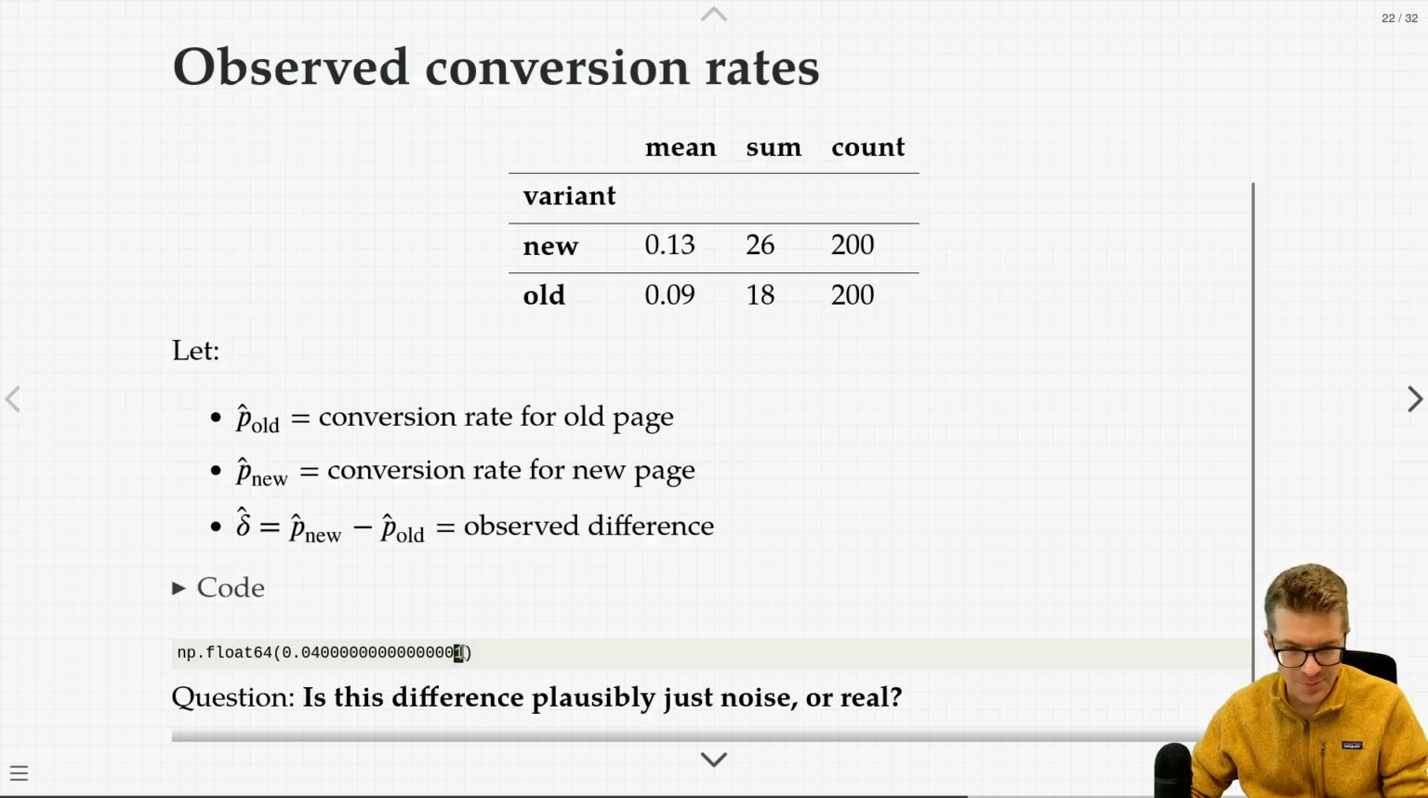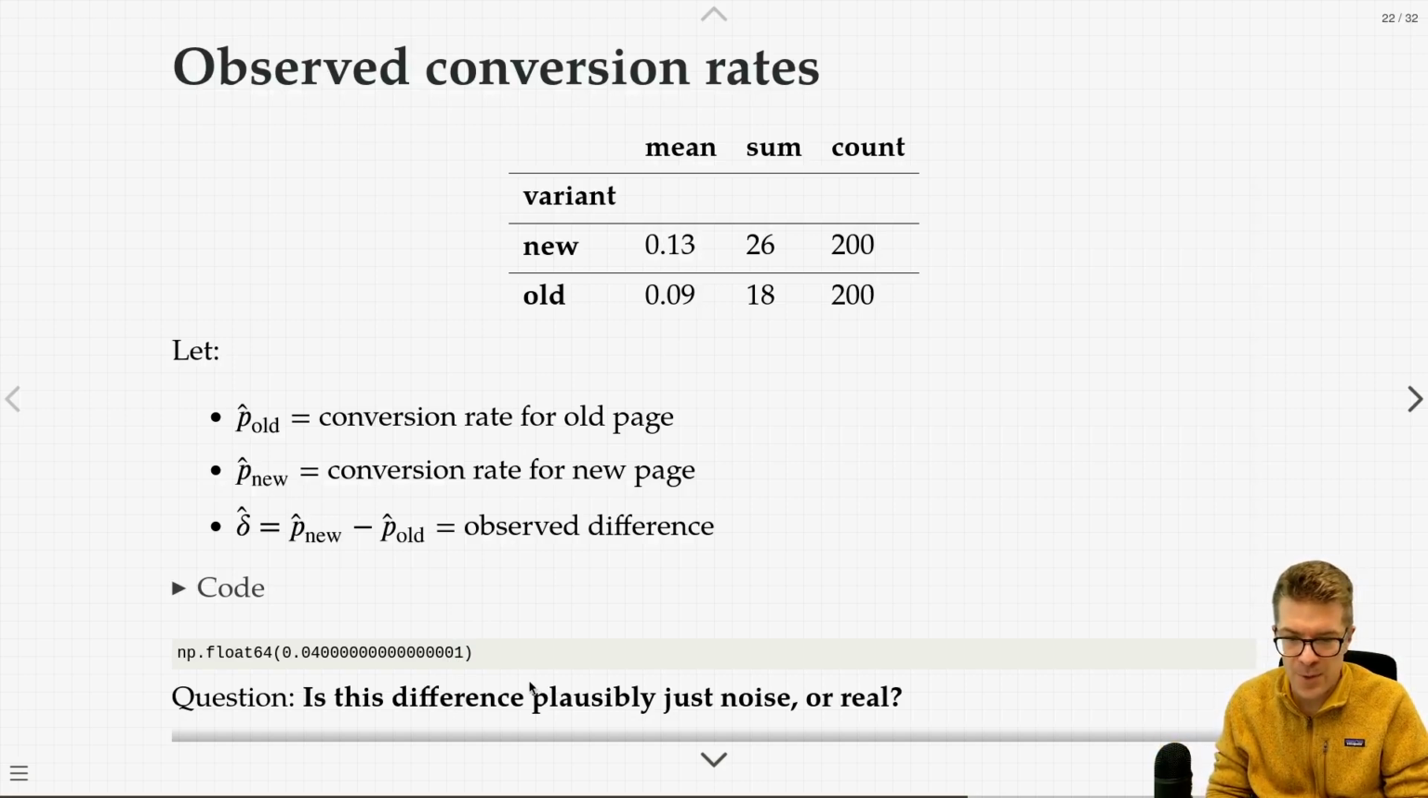Again, is this 4% difference just noise? Is it just randomness? Is it like a random accident of how we've sampled the data? Or does this represent a true superiority of the new page over the old page?